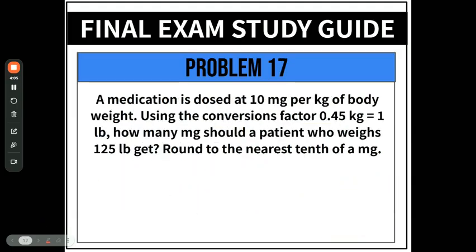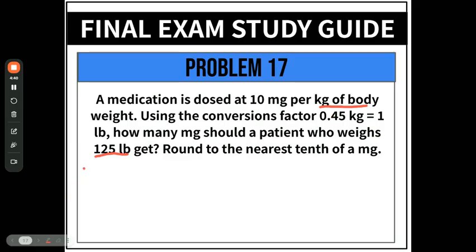Problem 17. A medication is dosed at 10 milligrams per kilogram of body weight. Using the conversion factor 0.45 kilograms equals 1 pound, how many milligrams should a patient who weighs 125 pounds get? Round to the nearest tenth of a milligram. Awesome. So let's start with what we know. We have a patient who weighs 125 pounds, and I'm going to start by converting that to kilograms because that is the unit of measure for body weight of the medication.